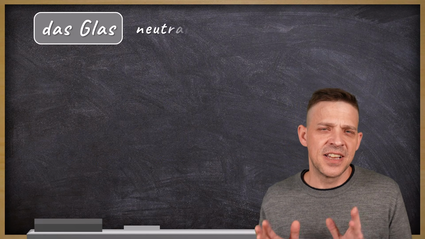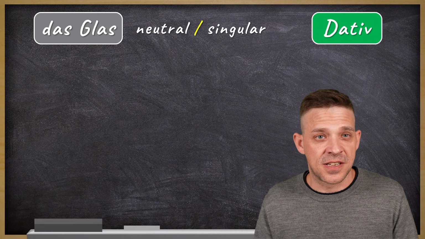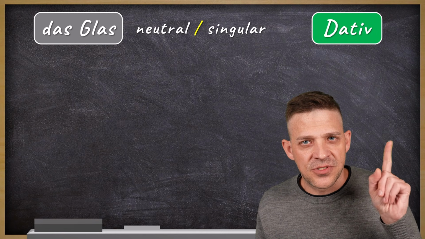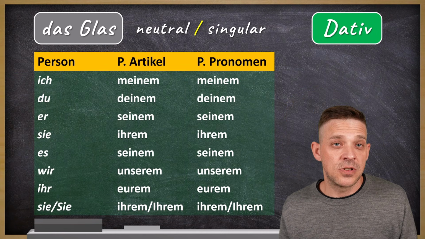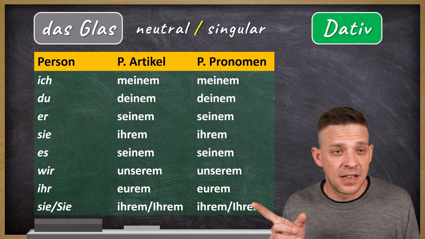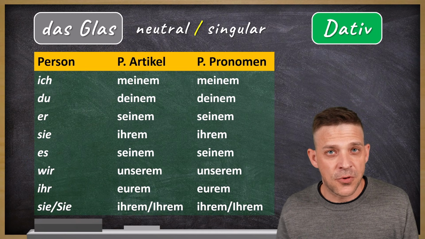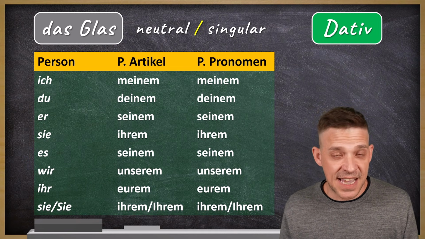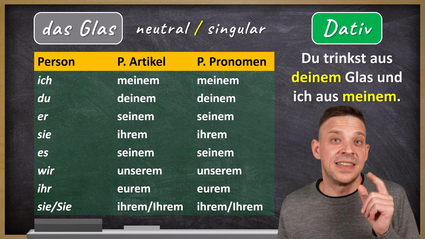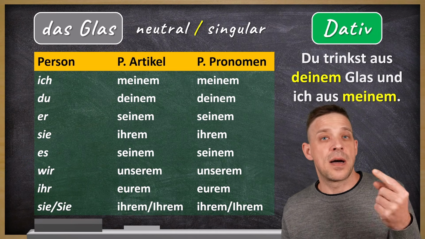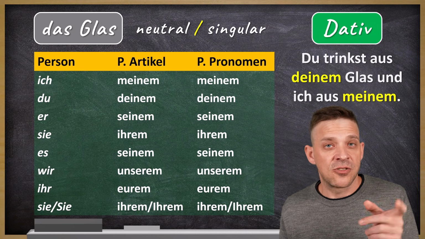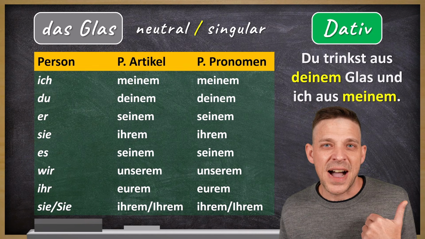Let's take a noun, das Glas, which is neuter and singular. And we do a table just for dative case, which would look like this. So you have the person, ich, du, er, sie, es, and then the possessive article, meinem, deinem, seinem, and the possessive pronoun, which is also meinem, deinem, seinem, and so on. In a sentence, an example, du trinkst aus deinem Glas und ich aus meinem. You drink out of your glass, I drink out of mine.